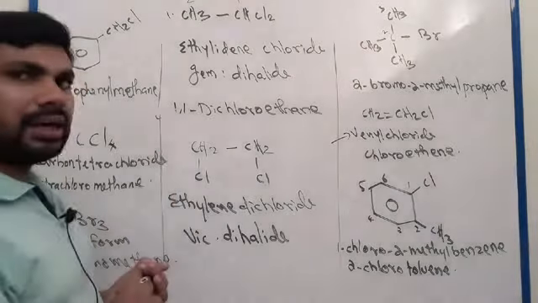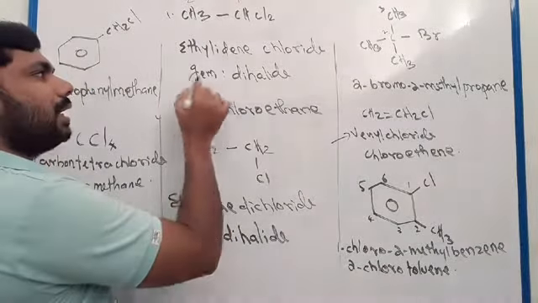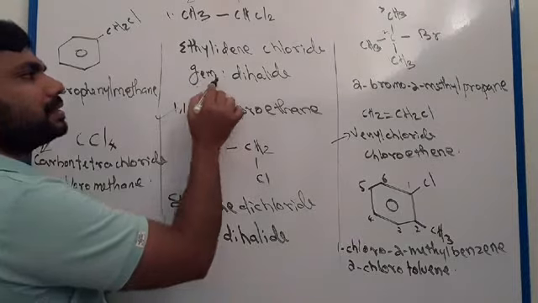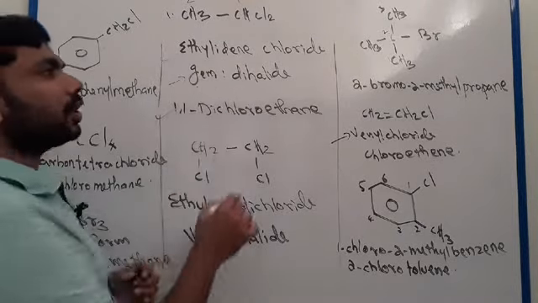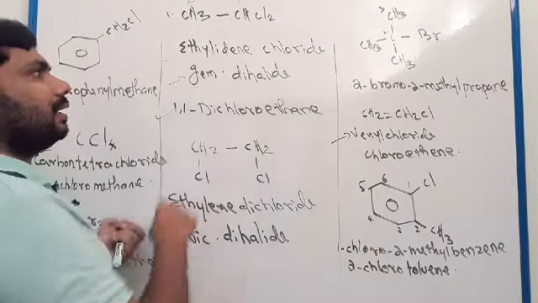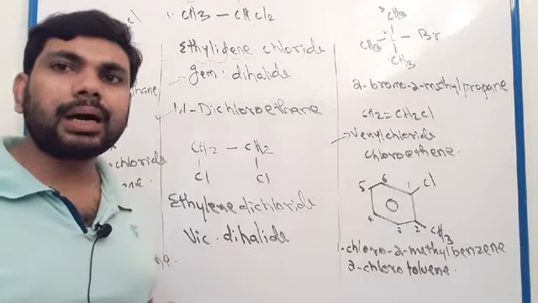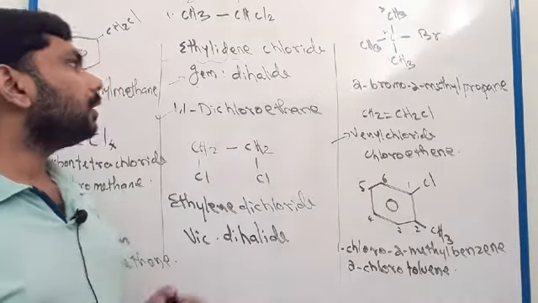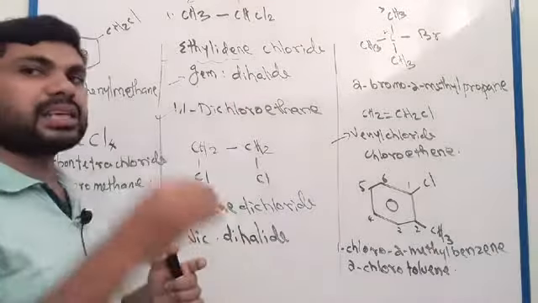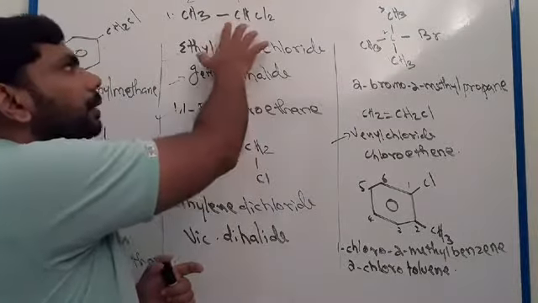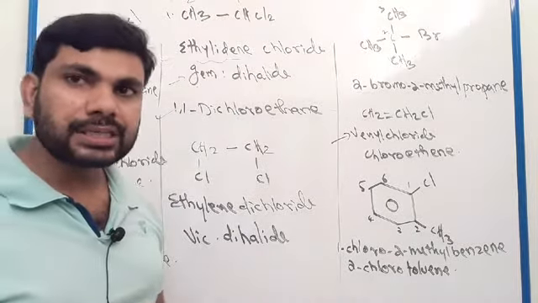Okay, and here its common name is gem dihalide. This is the common name, or you can say ethylidene chloride. Ethylidene chloride or gem dichloride. Okay. Gem dihalide, here two chlorine, so we can say gem dichloride. This is the common name, and here 1,1-dichloroethane. This is the IUPAC name.